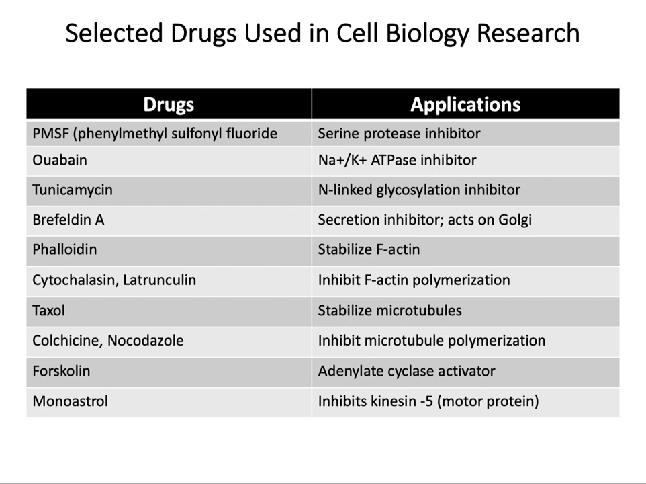We will mention albumin in the context of transportation of small molecules like sodium and potassium across the plasma membrane. Then we will talk about tunicamycin and brefeldin A in the context of protein glycosylation, trafficking, and secretion. Phalloidin, cytochalasin, latrunculin, Taxol, colchicine, nocodazole, all will become relevant while studying the cytoskeleton. We will mention forskolin, how it can activate adenylate cyclase and modulate signal transduction.